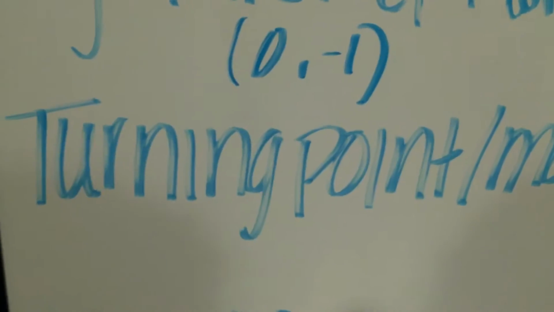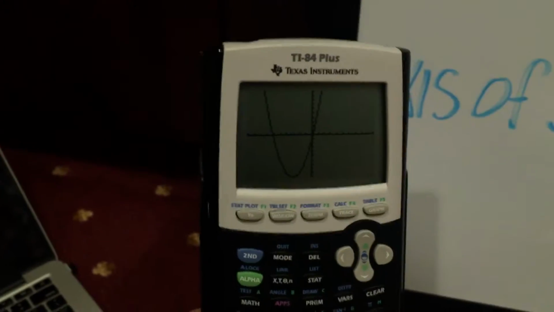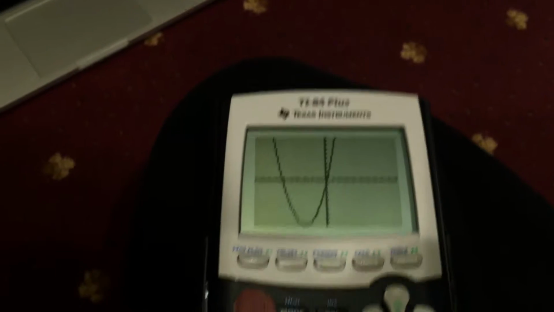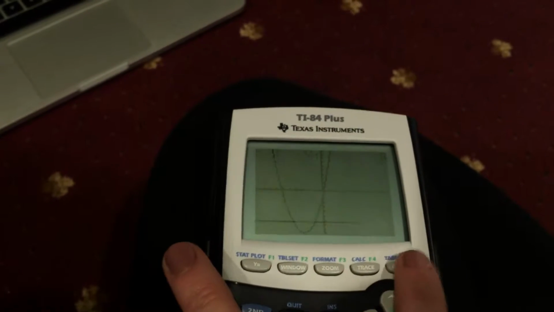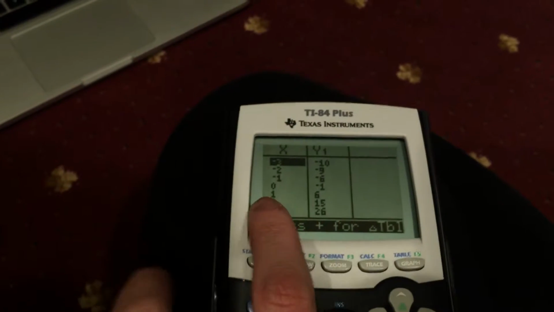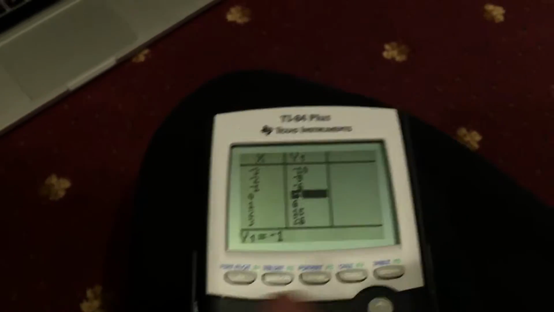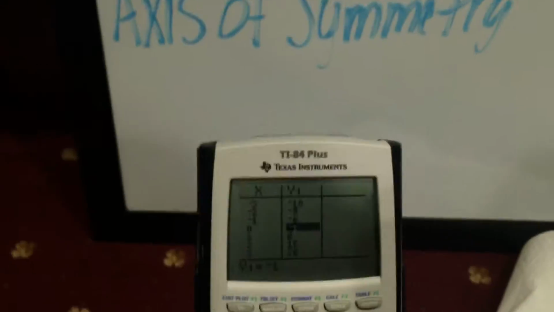Now, if you don't believe me, we'll graph it. On my graph here, guys, if we want to look at the table, you're going to go to second graph table. And when x is 0, y is -1. We're good with that one.